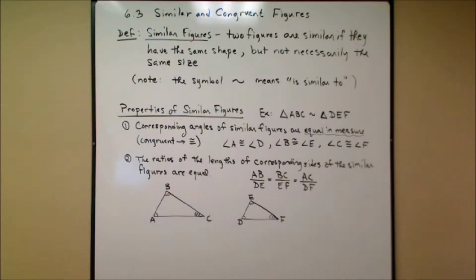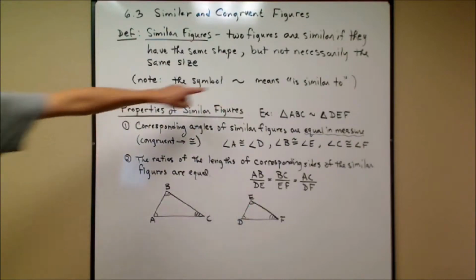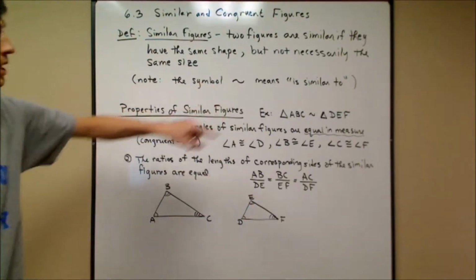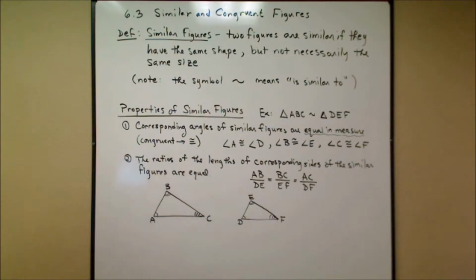A great example of similar figures are circles, because all circles have the same shape, but they can be different sizes. Think of it like a bullseye, like an archery field. Now note this little squiggle right here, it means "is similar to." That means, again, they have the same shape, not necessarily the same size. They could have the same size, but more times than not they don't.